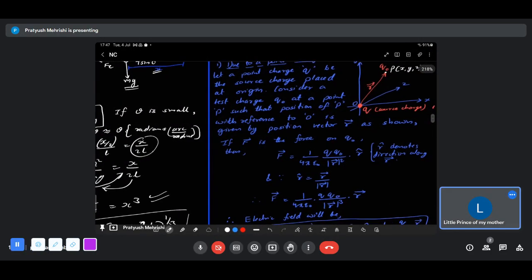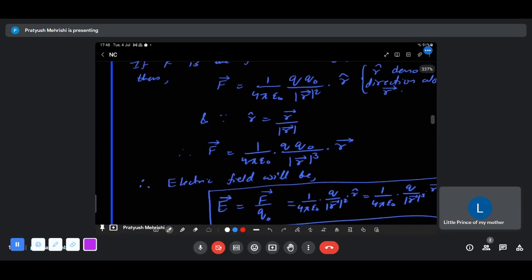Sir, I have copied. Here, let a point charge Q be the source placed at the origin. Now consider a test charge Q naught at a point P such that the position of P with reference to O is given by the position vector R, as shown. If F is the force on Q naught, then the force will be KQQ naught upon R square. In vector form, this force is KQQ naught by R square into R cap, where R cap is the R vector upon the R vector's magnitude.